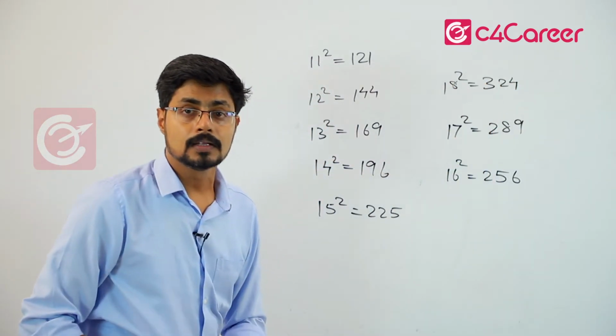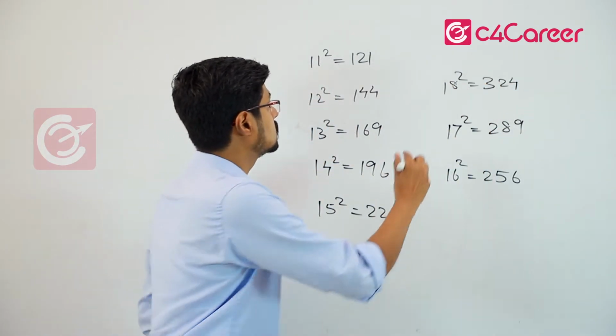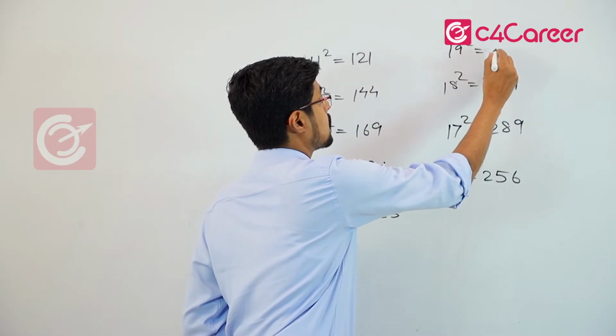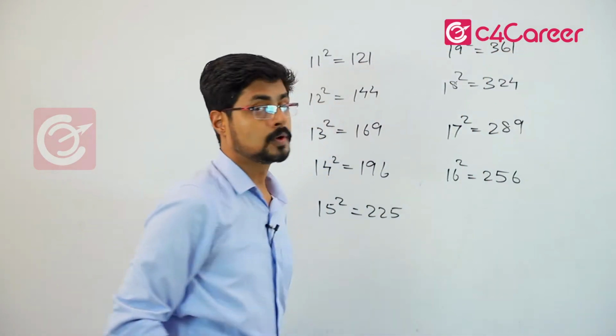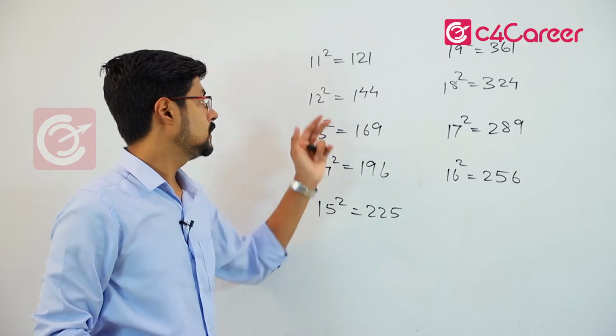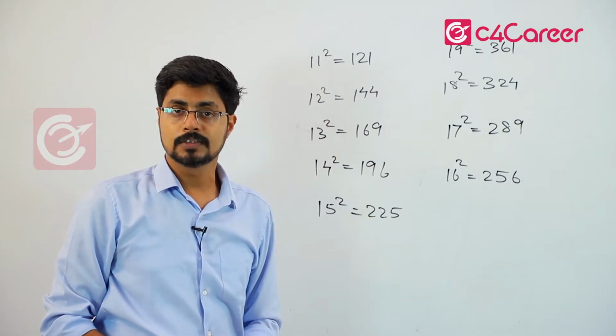That is going to be 324. What is 19 square? That is going to be 361. So these are the squares you have to memorize very thoroughly.